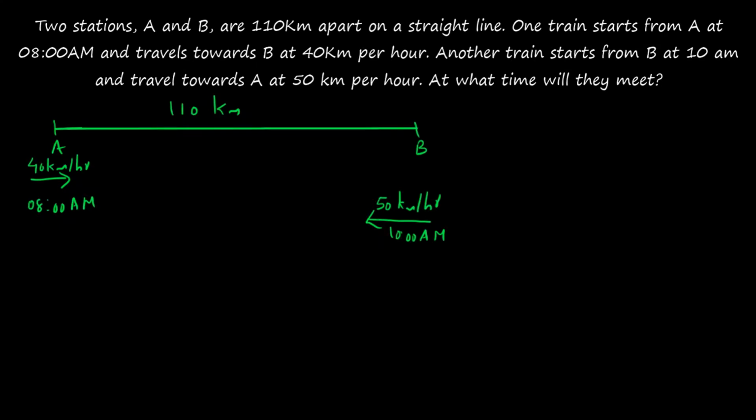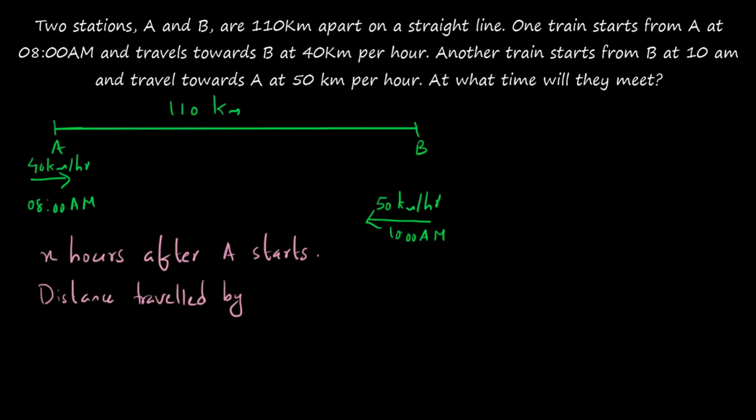So how to do this? Let's say the trains are meeting X hours after A starts. They are not starting at the same time, so you have to tell a reference point. So let the two trains meet X hours after A starts. During these X hours, what is the distance travelled by A?